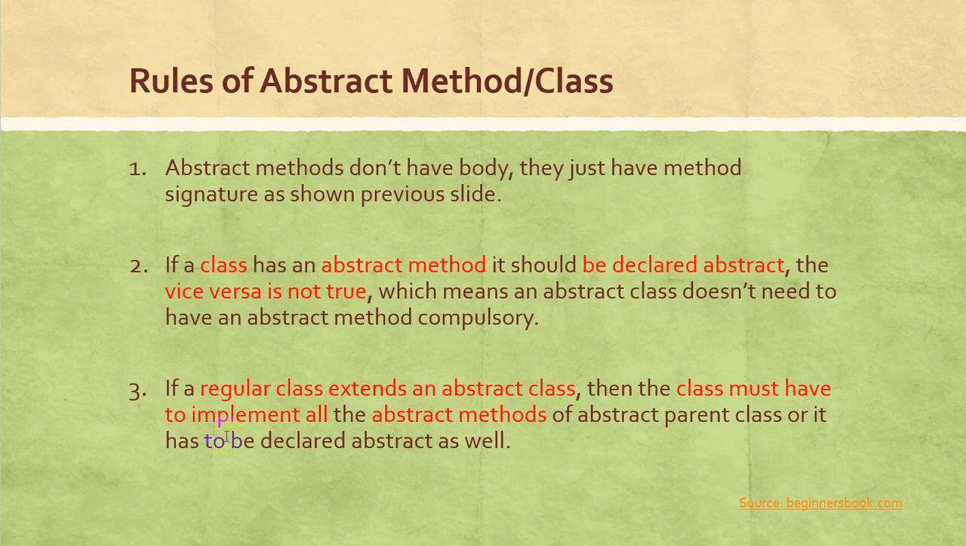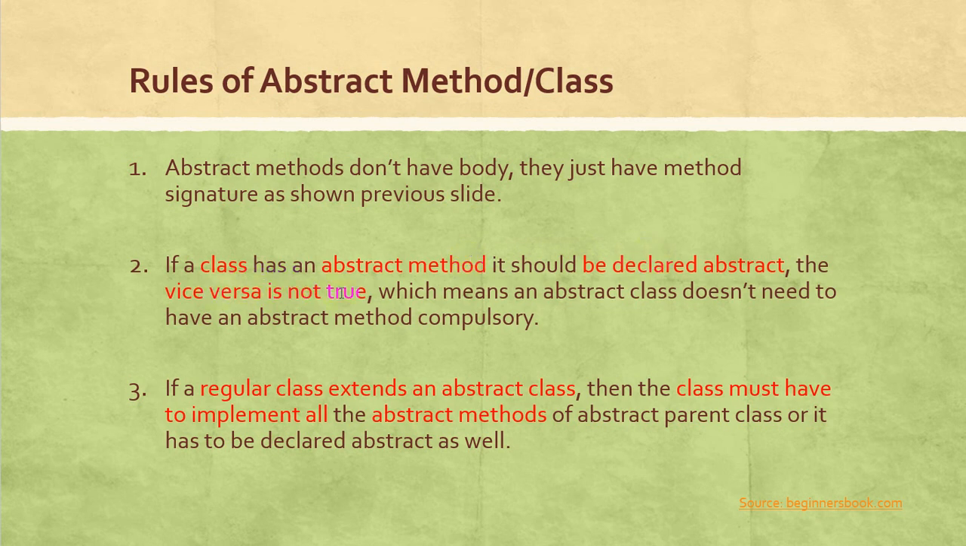They just have the method signature as shown in the previous slide, but the important thing is they should have the same signature. If a class has an abstract method, it should be declared abstract. That is very important. For example, there is a class like a shape, and you have declared a method get area, which is abstract. So it is compulsory you declare that class as abstract as well. So whenever a class has an abstract method, that class should be declared as abstract as well.